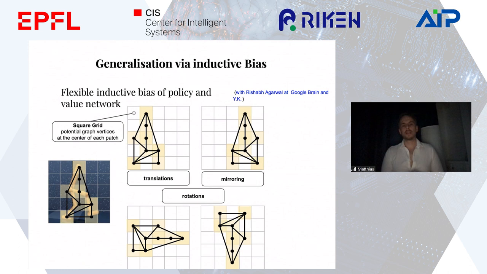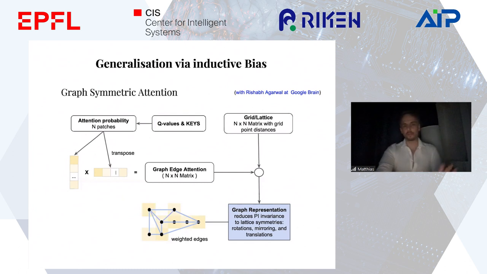And very, very simple, what we do is we have an attention mechanism, which can be interpreted as a graph, and we preserve the graph symmetries. Graph symmetries, for example here of the walker, would be translation, so you can shift the graph, or you just mirror it, and on top of that, you can rotate the graph. We call this graph symmetric attention. I will be very brief here since this is work in progress. But the idea is that you get a latent representation which then admits certain symmetries.